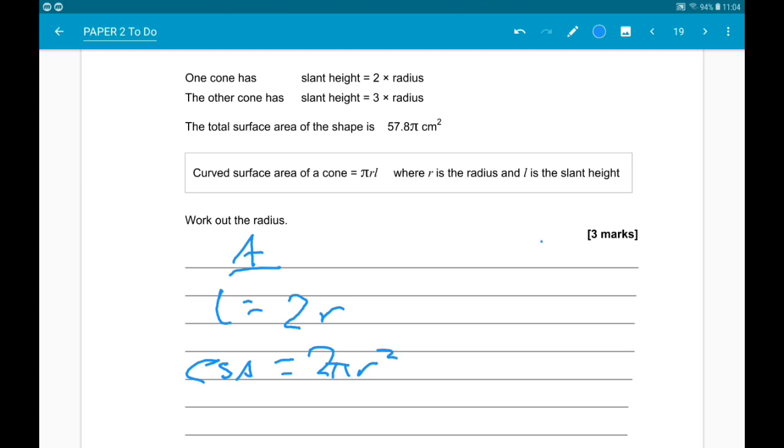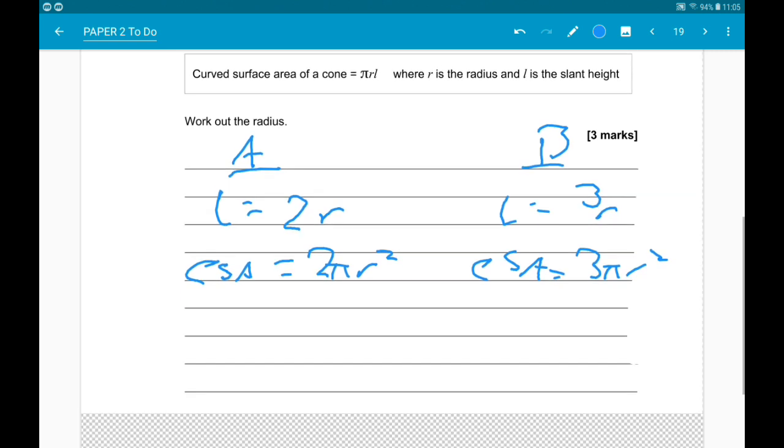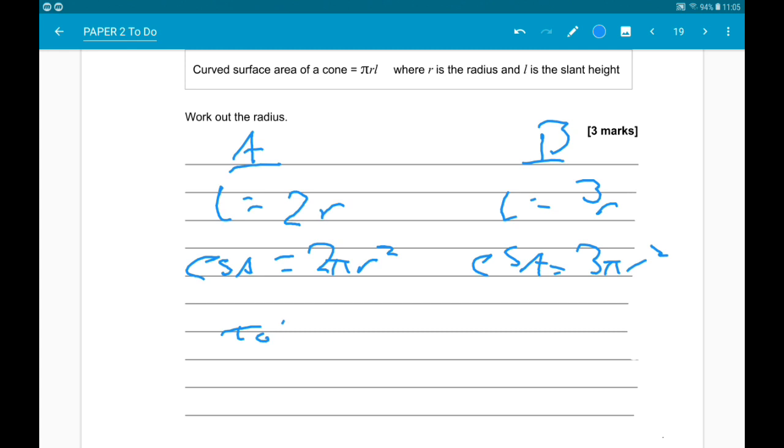Okay, and then we'll do the same for B. So here, we know the slant height is 3 times the radius. So L is 3R. And this time, the curved surface area is pi times R times 3R. So 3 pi R squared. That means then the total surface area is 5 pi R squared.